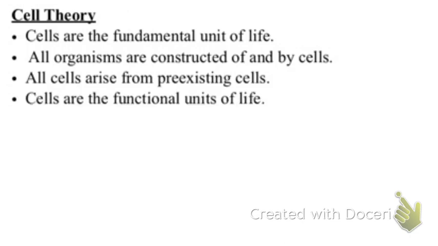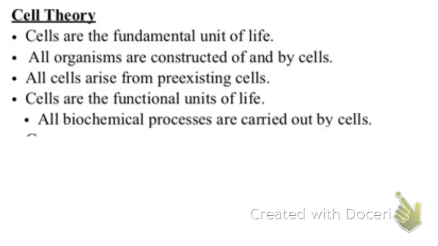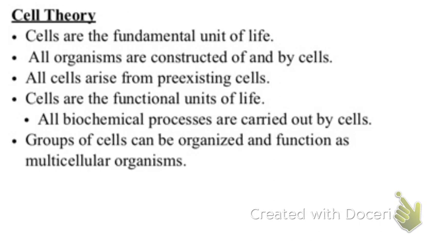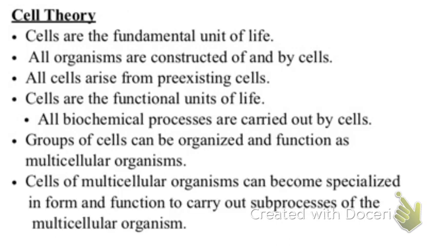Cells are the functional units of life, which means all biochemical processes are carried out by cells. Groups of cells can be organized and function as multicellular organisms like us. And cells of multicellular organisms can become specialized in form and function to carry out sub-processes of the multicellular organism. What this means is that our nerve cells look different and function differently than our blood cells. Because their jobs are so distinct, those cells have been made to look different because they function differently.